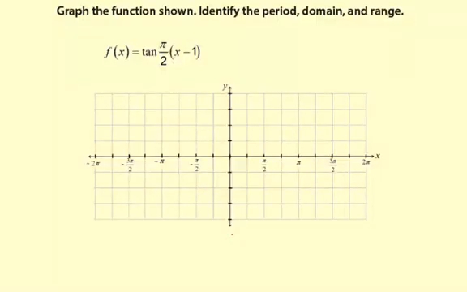Graph the function shown. Identify the period, domain, and range. So here we have a tangent function, f of x equals the tangent of pi over 2 of x minus 1. Okay, so let's look at the transformations. This pi over 2 is going to be a horizontal shrink.